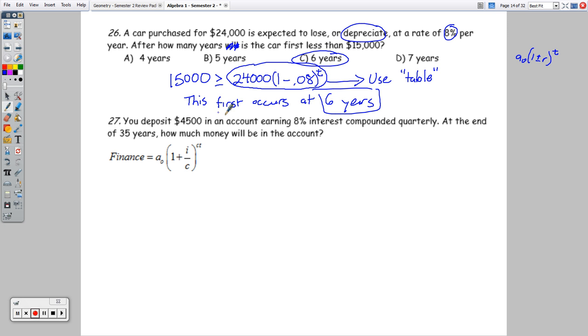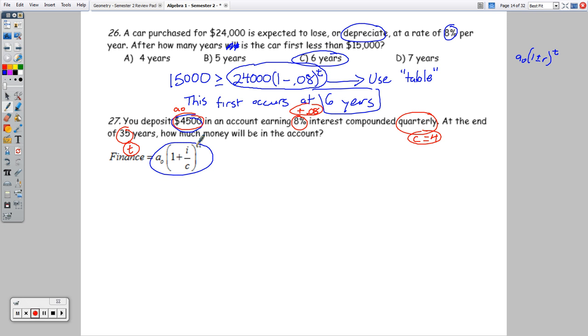27. You deposit $4,500 in an account, 8% interest. So here's your initial value. Here's your interest rate. And it's earning interest, so you can think of that as positive 0.08. And it's compounded quarterly, so C is going to equal 4. Monthly would be 12. Yearly would be 1. Annually would also be 1. Daily would be 365. And then at the end of 35 years, think of that as your T, how much money is in the account.